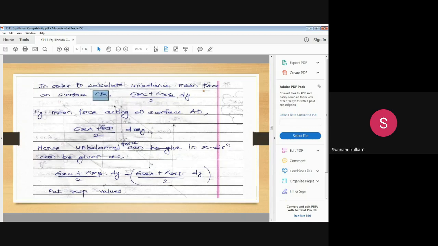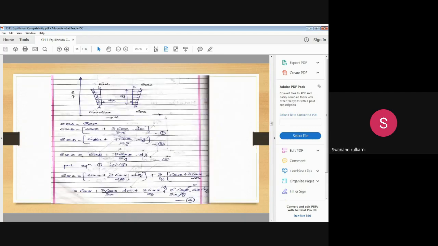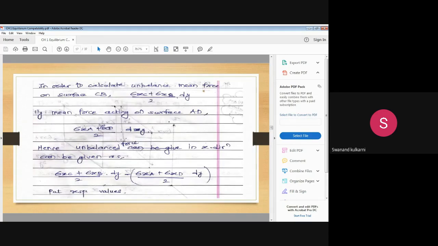Similarly, on the opposite side, considering point A and point D, the average stress acting on this particular surface AD is sigma xa plus sigma xd divided by 2, into dy. That is the force acting in the negative x direction. This is the force acting in the positive x direction. This is the force acting in the negative x direction.